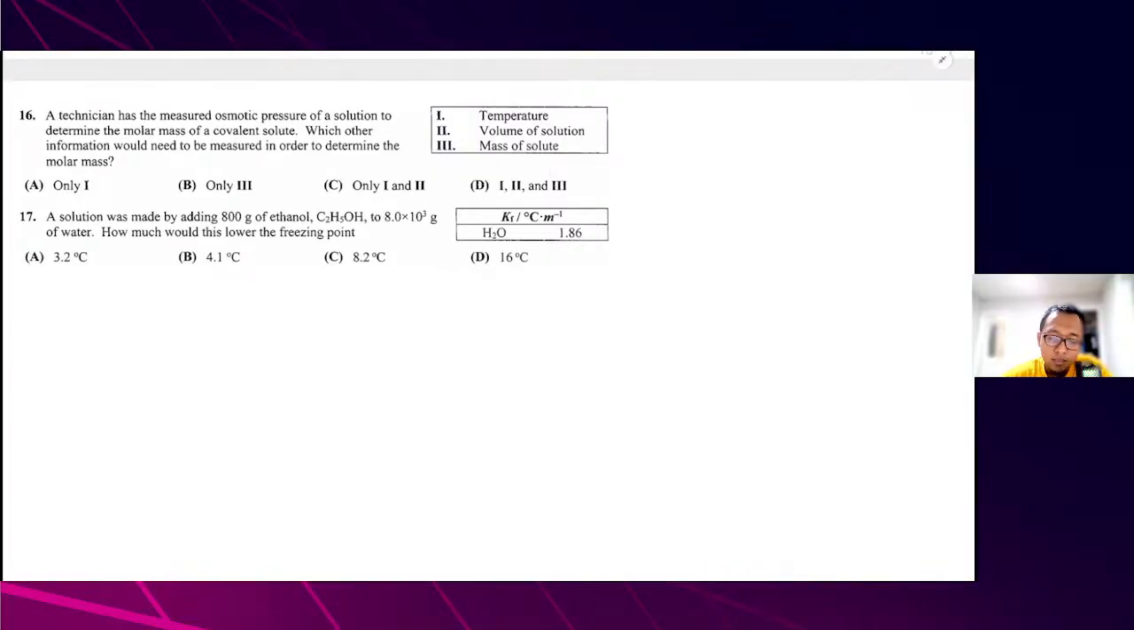All right, number 16. A technician has to measure osmotic pressure of a solution to determine the molar mass of a covalent solute. Which other information will need to be measured in order to determine the molar mass? The molar mass. Osmotic pressure.